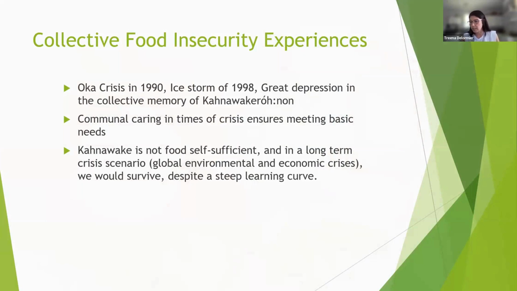So for example, in 1990, when we had a crisis here in Kahnawake and also in our sister community of Kanesadake, there were barricades of provincial police, and we were barricaded in our community for 78 days during the summer, and we didn't have access to grocery stores. So the community had to mobilize to ensure everybody had food to eat.